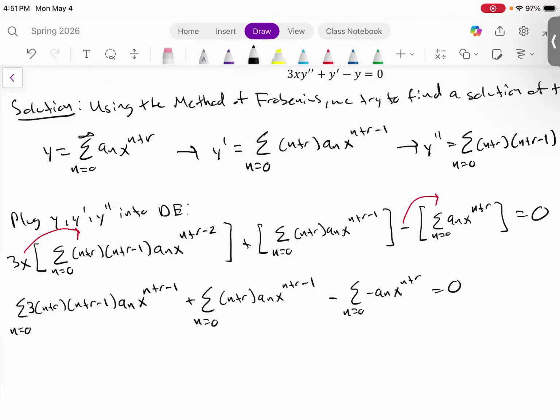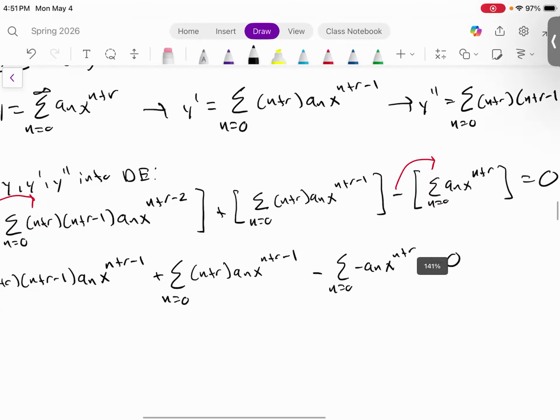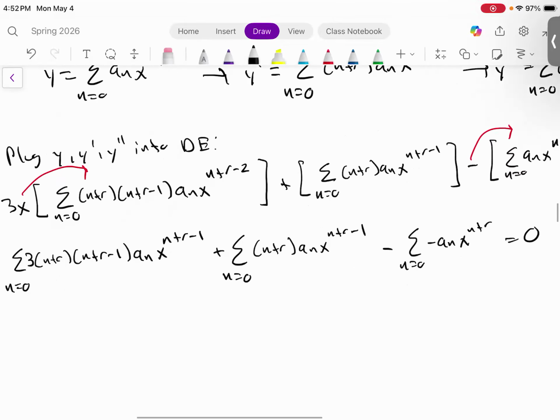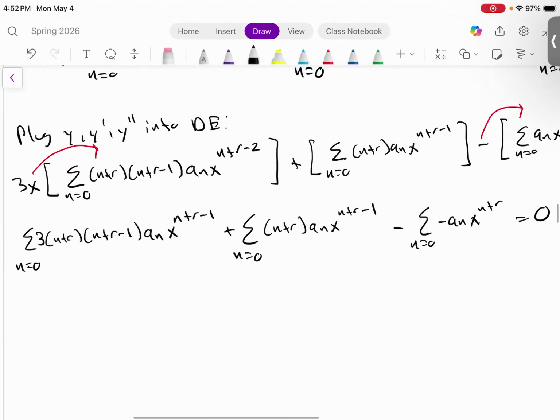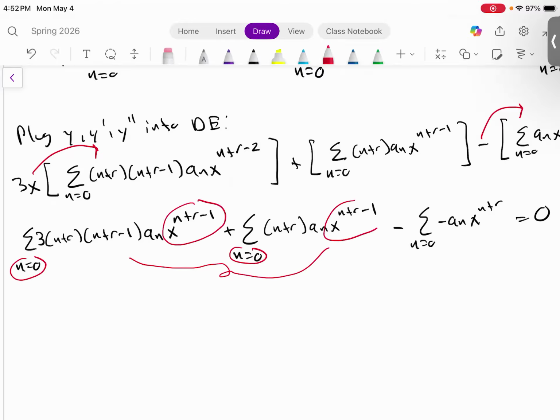Okay, great. So since the first two terms are essentially the same, what we can do is combine them. What I mean by that is they're both starting out at n equals 0. They both have x to the n plus r minus 1. So what we can do is combine those series.